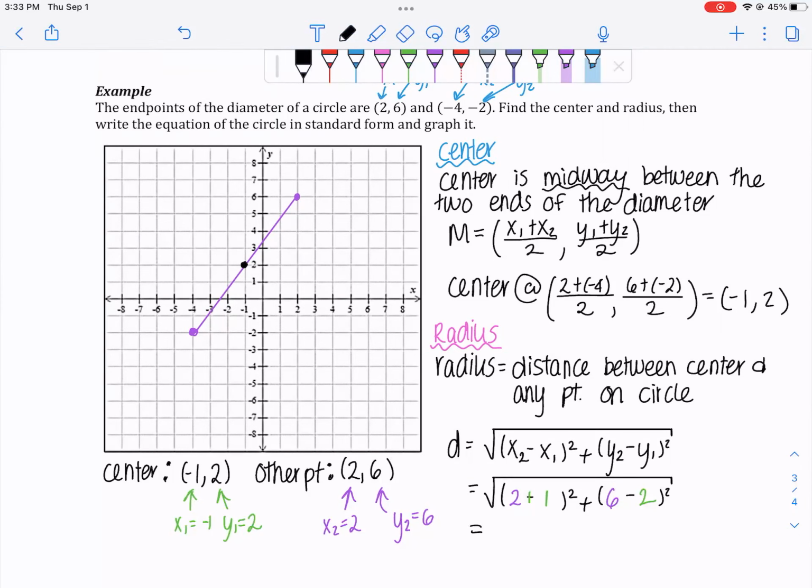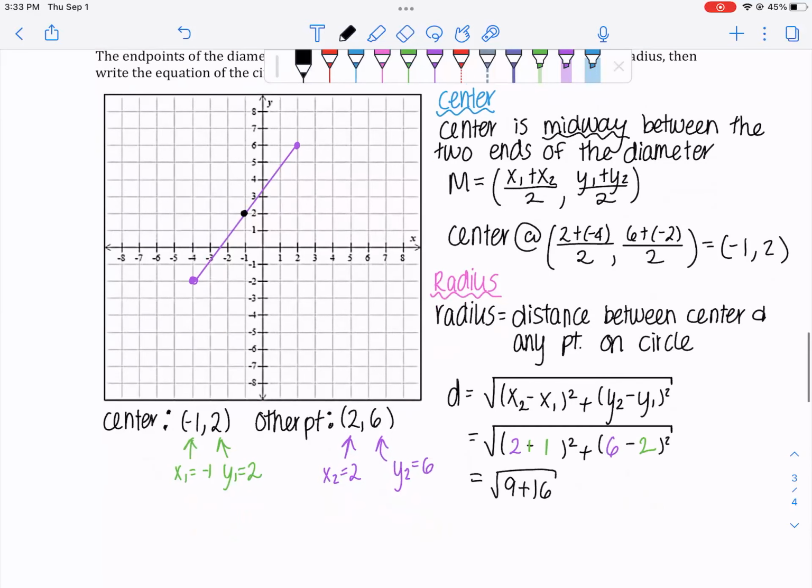2 plus 1 squared is going to be 9. 3 squared is 9. Plus 6 minus 2 is 4. 4 squared is 16. So we have the square root of 9 plus 16, which is the square root of 25, which is 5. So the radius of the circle, I guess I really shouldn't have called this D for distance. I'll call it R for radius because in this case, the distance formula was giving us the radius. The radius is 5. The center is (-1, 2).